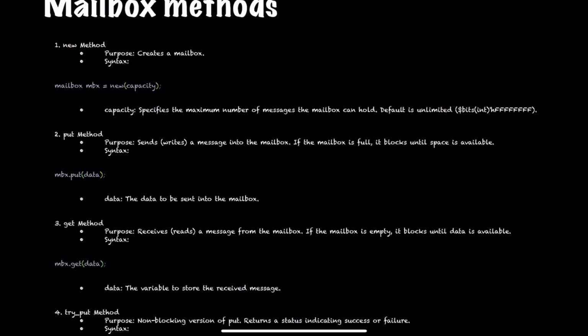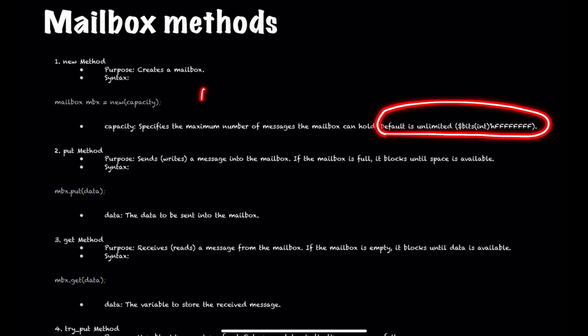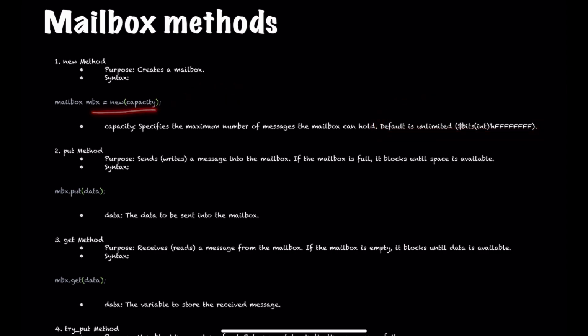So the new method, as we know, a new method in a class will create an object basically. In a similar manner, the new method will be creating a mailbox. The syntax of this method is mailbox, mailbox name equal to new, bracket, capacity. The capacity indicates the specific number of messages the mailbox can hold. The default size is unlimited. If we put empty brackets, then the default size of the mailbox is unlimited.